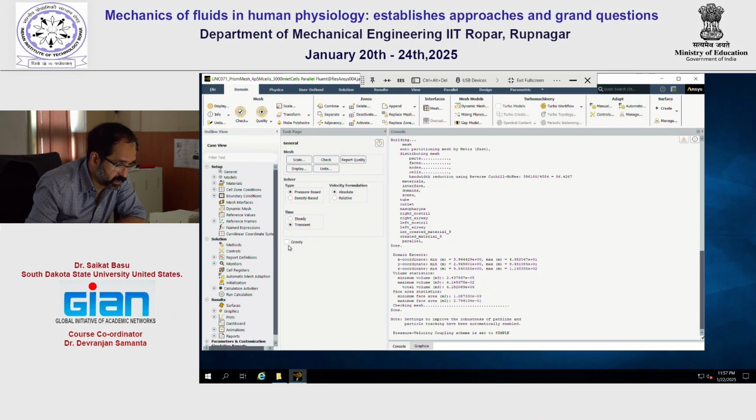And after this, you can turn the gravity on. I do turn the gravity on, but as I said yesterday, the gravity effect on the flow flux is minimal. It becomes prominent with the particles. But since my eventual goal here is on drug delivery or infection transmission, I'm going to turn it on.